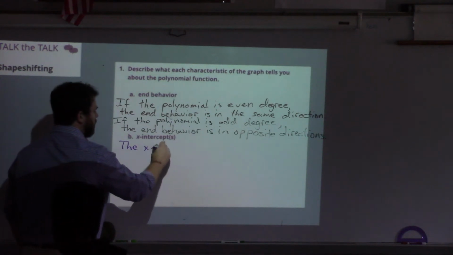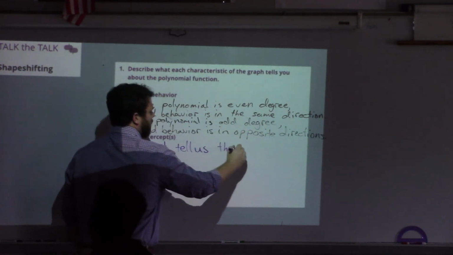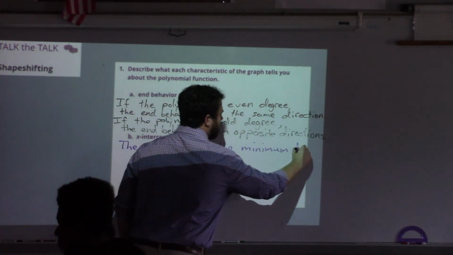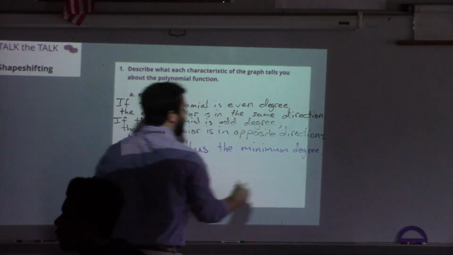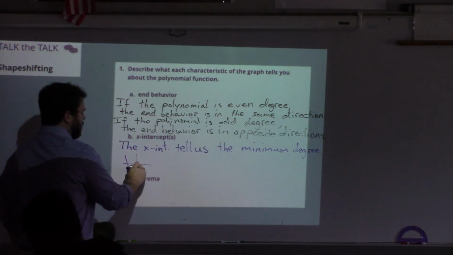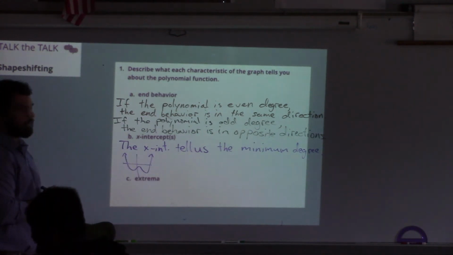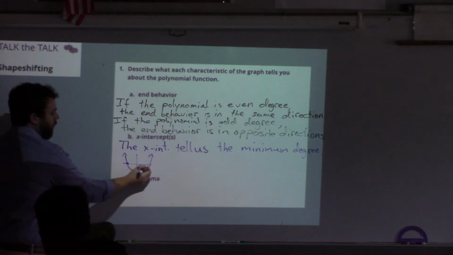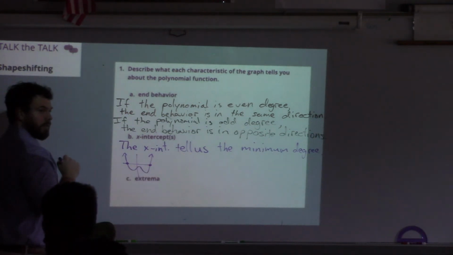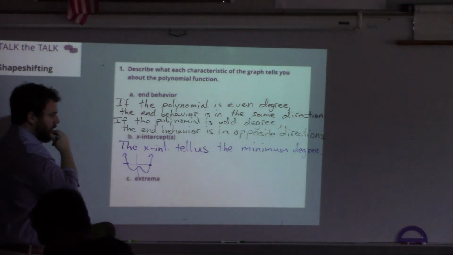Like what it stops it on the x-axis? On the x-axis. The minimum degree. And the reason why I say the minimum is, if I have something like this, how many x-intercepts do I have? 1, 2. But is this a quadratic function? It's got 2 x-intercepts, but it's going to be even behavior. It is going to be an even degree.